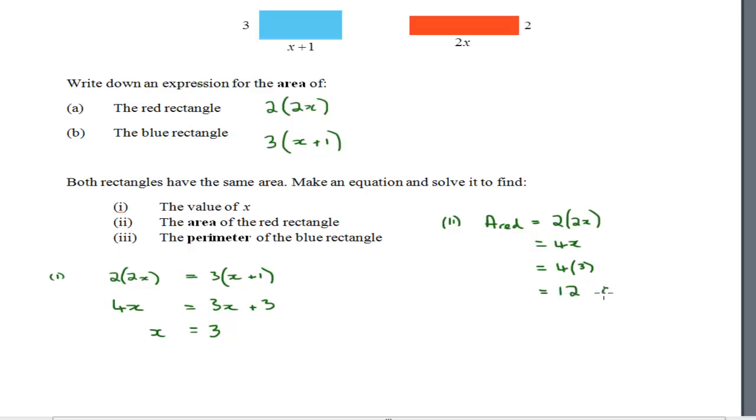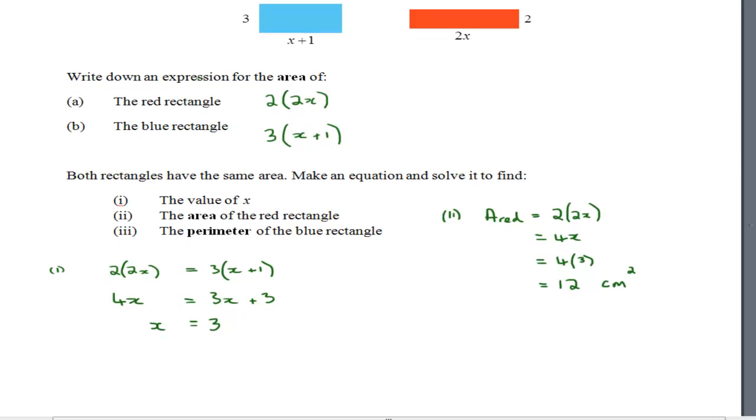Remember, this was an area, and we're told all the lengths were in centimetres, which means the area must be in square centimetres. And then finally we've got to deal with part 3, which is the perimeter of the blue rectangle. And again, just be careful there, we're looking for perimeter this time, which doesn't need to be complicated. The perimeter of the blue one, we'll go for P and then the word blue after it. It's basically going to be all the sides added together.